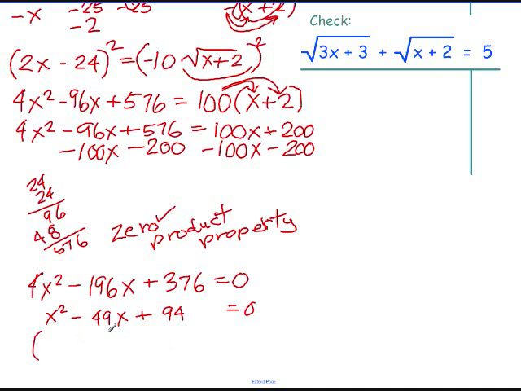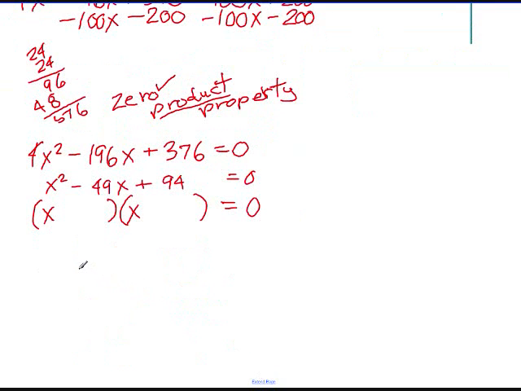Now I'm looking to factor this because I want to get the product we need. We know it's going to be x and x. What else do we know? I've got to have two factors of 94 that when I add them together will give me 49. I'm definitely extending this page again. Two factors of 94.